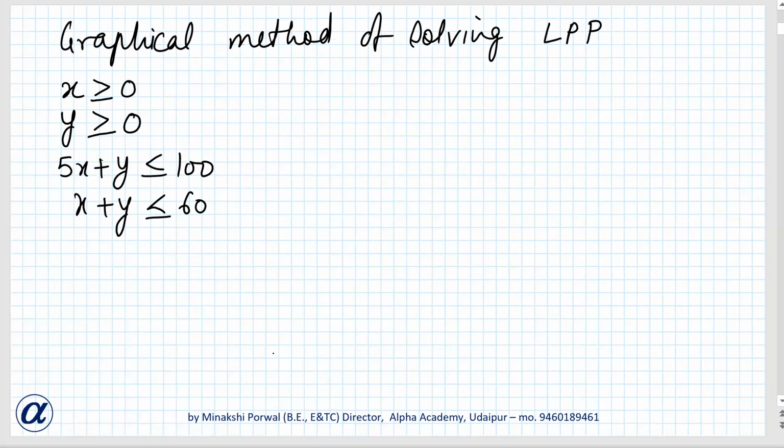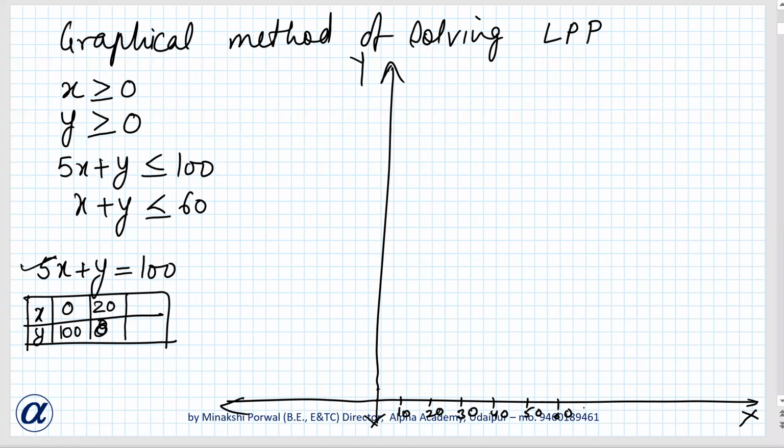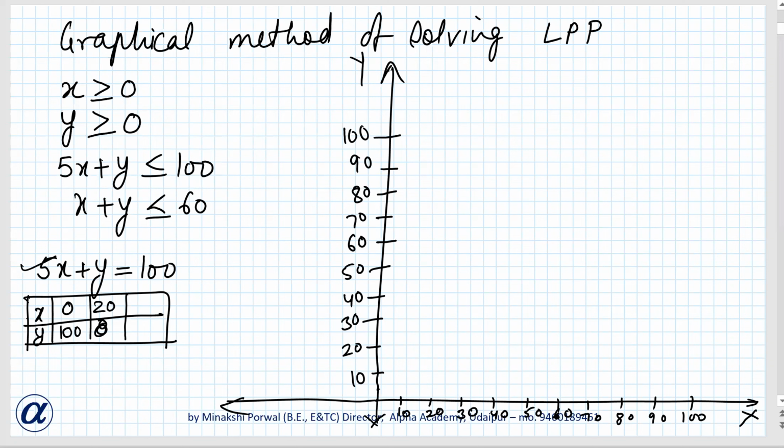Okay. Now, 60, 70, 80, 90 and 100, 10, 20, 30, 40, 50, 60, 70, 80, 90 and 100. Okay. So x greater than 0 means this line, all this side, complete this side. Y greater than 0 means complete this side. 5x plus y less than or equal to 100. For that, we'll first of all plot this line, 5x plus y equals 100.